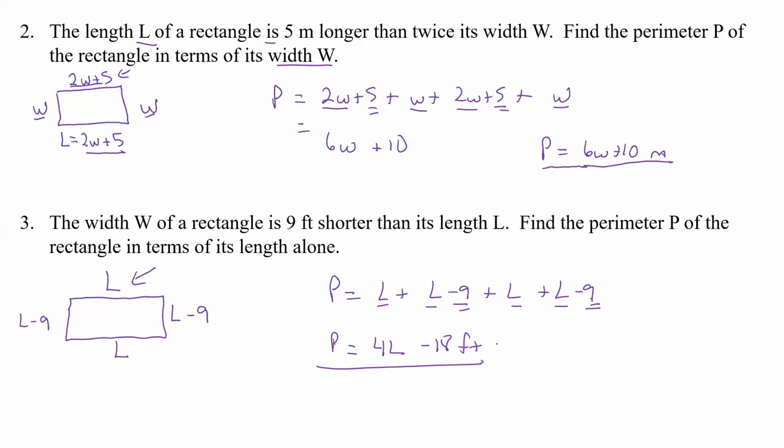Okay. And again, as we read the question, we just start drawing a picture and labeling things as we go. And then it tells us at the very end, in the last sentence, what we need to do. Okay. So we have the perimeter in terms of length alone. And that's what we have in terms of 4L minus 18. We don't have any W's or anything else. It's just 4L minus 18.